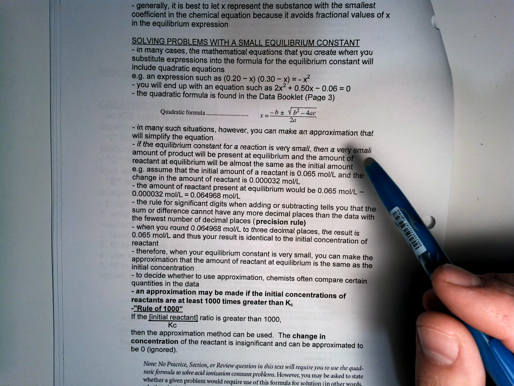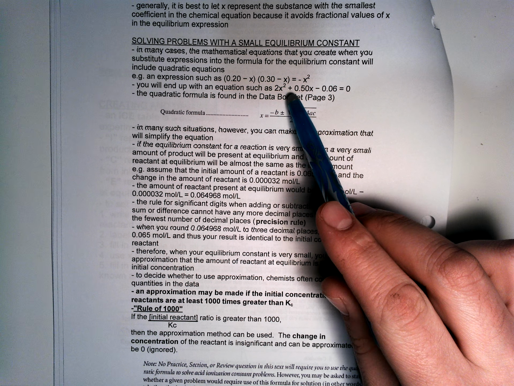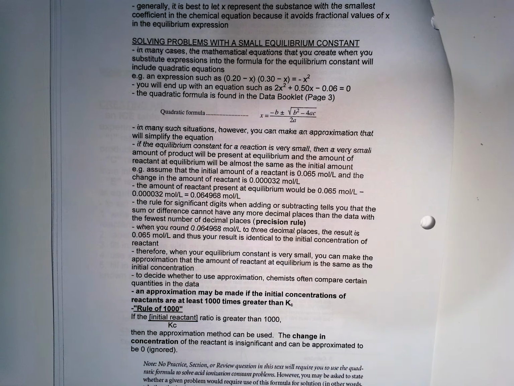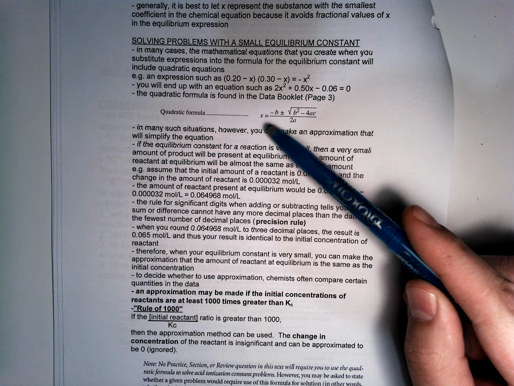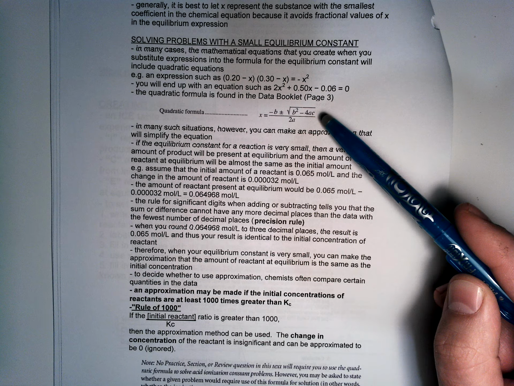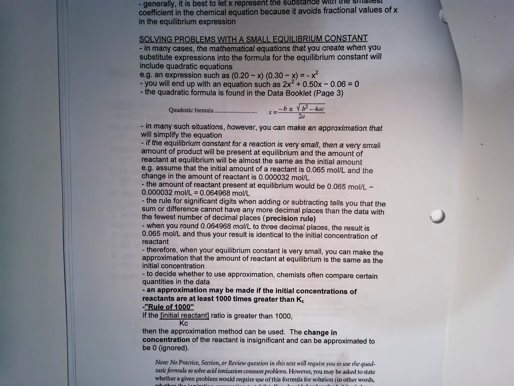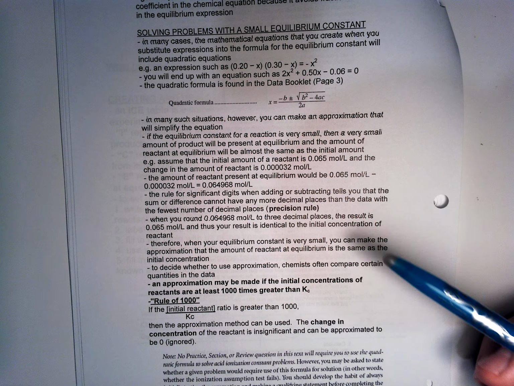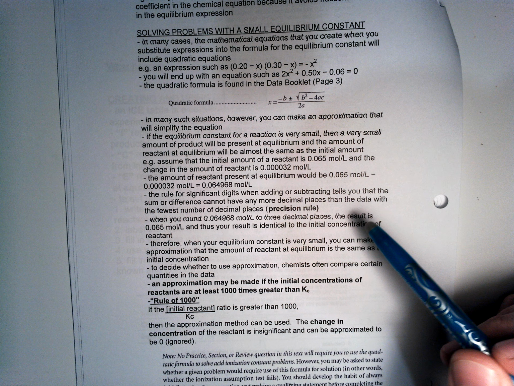Okay, when you're setting up, you end up with the expression 2x squared plus 0.5x minus 0.06 equals 0. So you could always use your quadratic formula, which you learned in Math 30, or actually Math 20, to solve for x. But in chemistry, in these situations, we're going to make an approximation to simplify the equation.